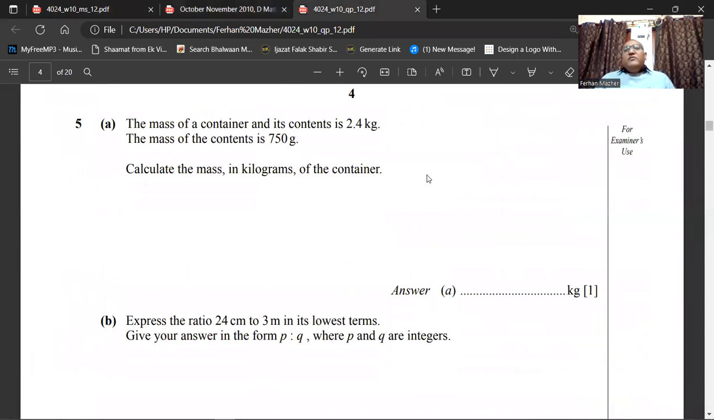He says, question number 5, it's A part. He says the mass of a container and its content is 2.4 kg. The mass of the contents is 750 grams. Calculate the mass in kilograms of the container. So the mass of the container will be the mass of the container plus the content minus the mass of the content. So it will be 2.4 kg minus 750 gram, which is the mass of the content. I will convert it into kg and then I will use it.